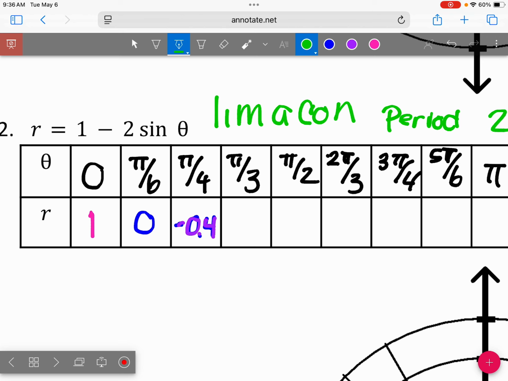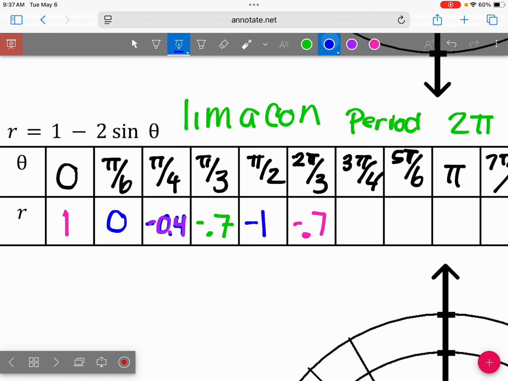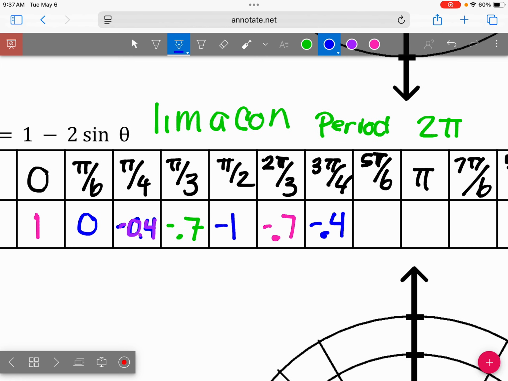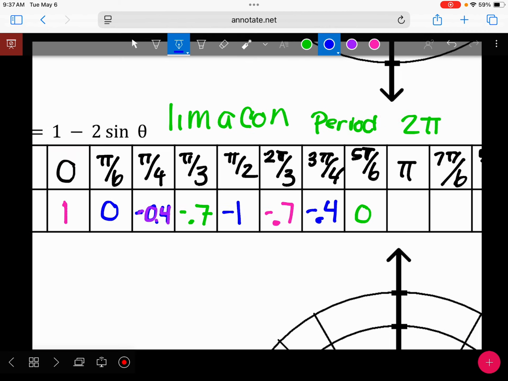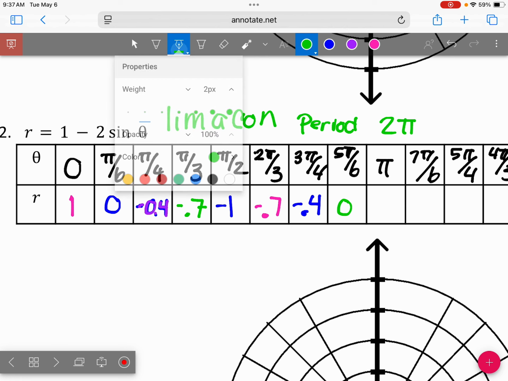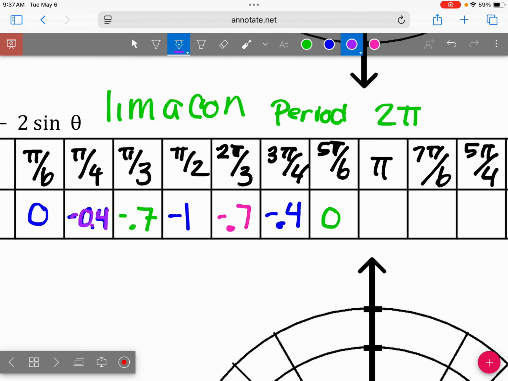Everyone is wrong every now and then, so let's make sure we're realistic. So we've got our pi over 3, which is negative 0.7. Our pi over 2, negative 1. Our 2 pi over 3, negative 0.7. Our 3 pi over 4, negative 0.4. Our 5 pi over 6 is 0. Have faith in ourselves. Don't try and look at the shape too hard when you're looking at values. We're looking at numbers right here.